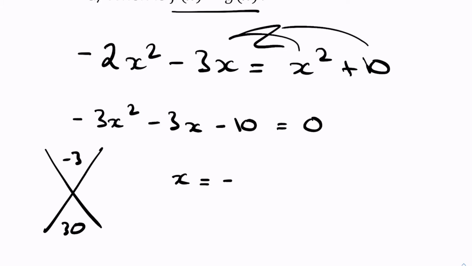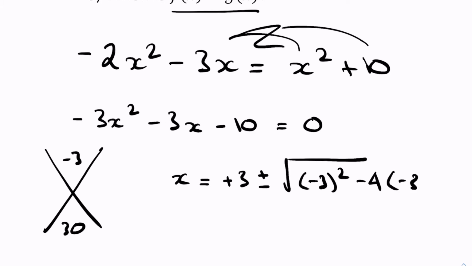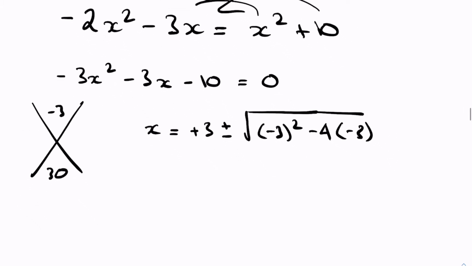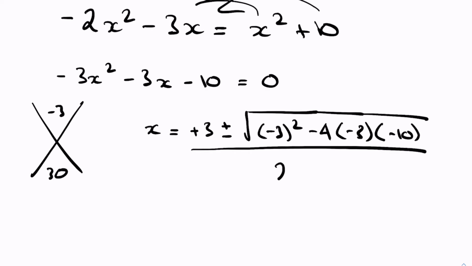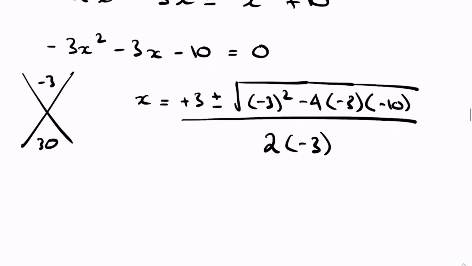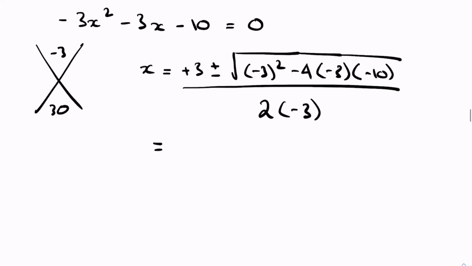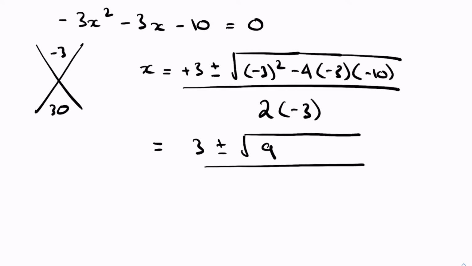So x equals positive 3, because it's negative here, plus or minus the square root of negative 3 squared minus 4 times negative 3 times negative 10. And that is all over 2 times negative 3. Okay, let's continue. What do we get? Positive 3. Well, I don't need that plus there. Plus or minus 9.